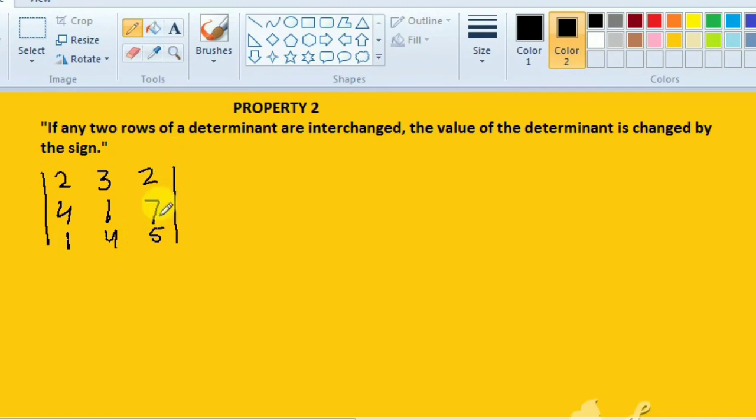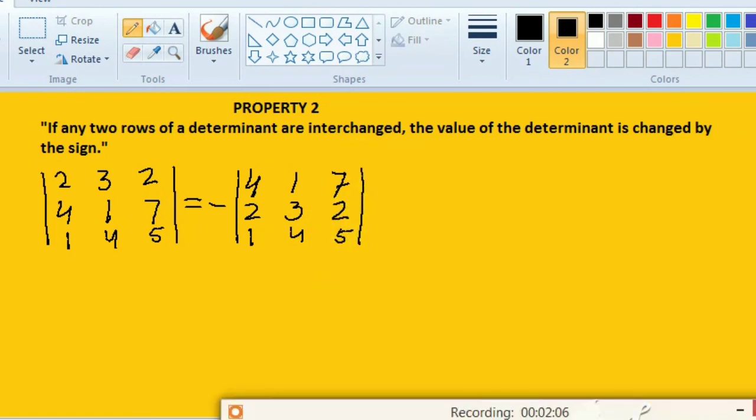So if we interchange any two rows, keeping the third row unchanged, the value of the determinant is changed by the sign. So let's interchange the first and the second row. That is equal to minus determinant 4, 1, 7, 2, 3, 2, and the third row remains the same. So this is the second property of the determinant.